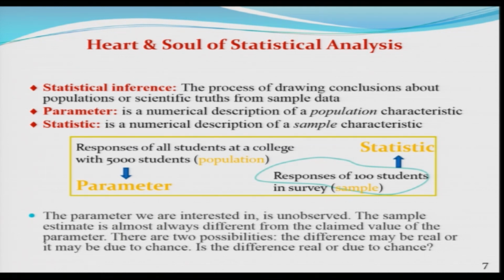called statistical inference. So it is a data analysis process of drawing conclusions about populations or scientific truths from the sample data. Now here, to conduct a statistical inference analysis, you need to know two more concepts, which are parameter and statistic. What is a parameter? It is a numerical description of a population characteristic, and what is a statistic? It is a numerical description of a sample characteristic.